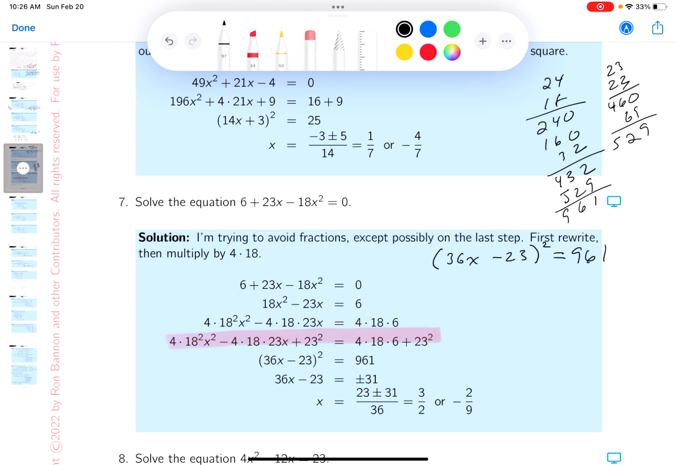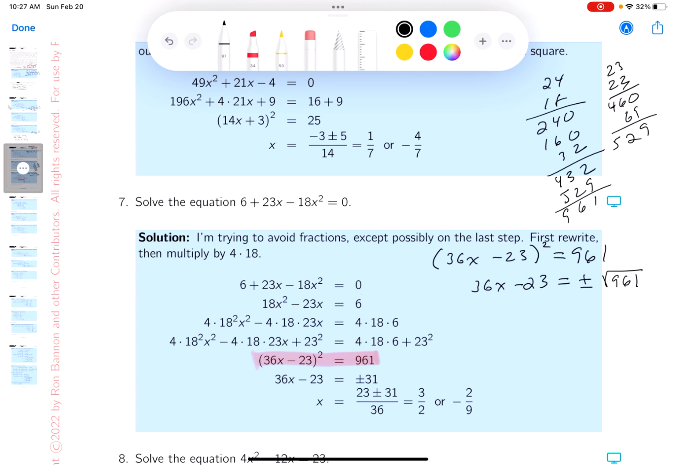So someone says you're there. Well, where did I get? I got to this line right here now. So I'm going to erase what's above it. I don't need that anymore. I'm following along. I understand what they're doing. All right, now what do I got to do? I got to use the square root rule now. And I got a huge number there, 961. So I'm going to say 36x minus 23 equals plus or minus the square root of 961.